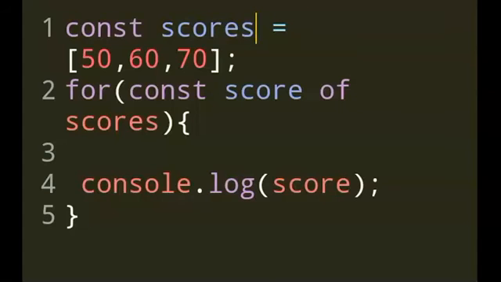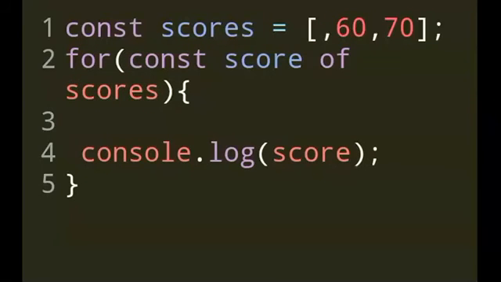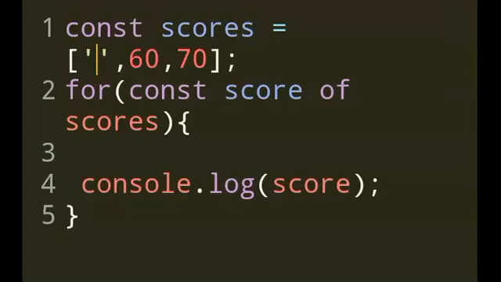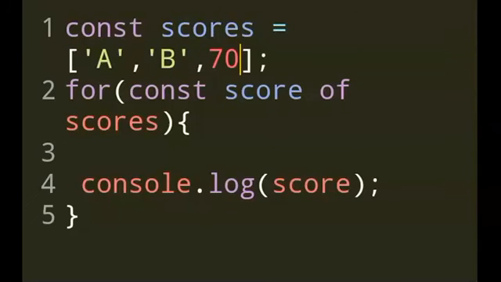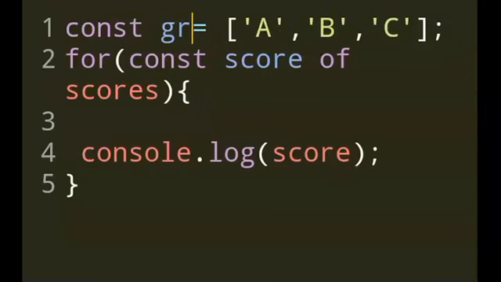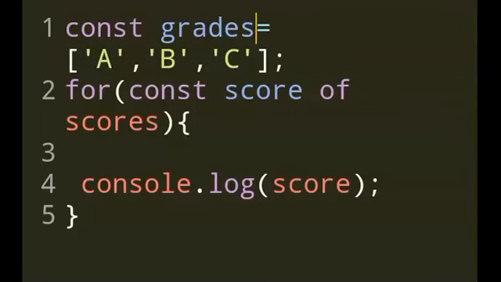So let's consider another array. Instead of 50, 60, 70, let's call it grades: A, that is grade A, grade B, C. So here we can use const.